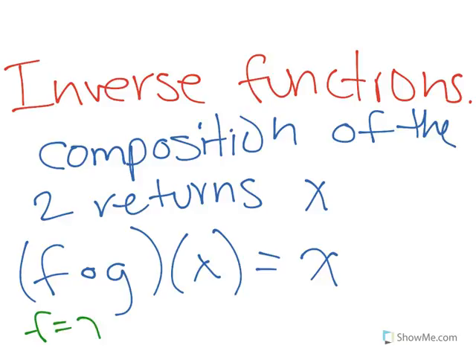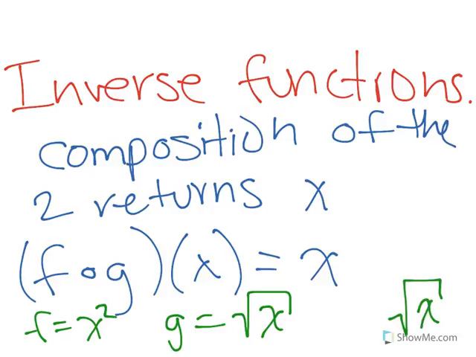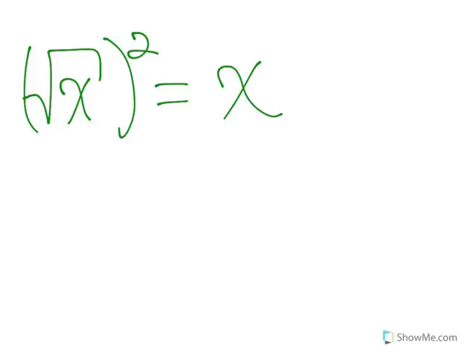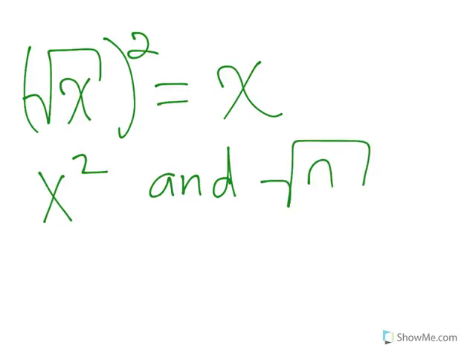Let's say that f is equal to x squared and g is equal to the square root of x. And we have f composition g. So g of x, we get this square root of x, and then f of that, we get that it is the square root of x squared, and we get back x. So this means that x squared and the square root of x are inverse functions.